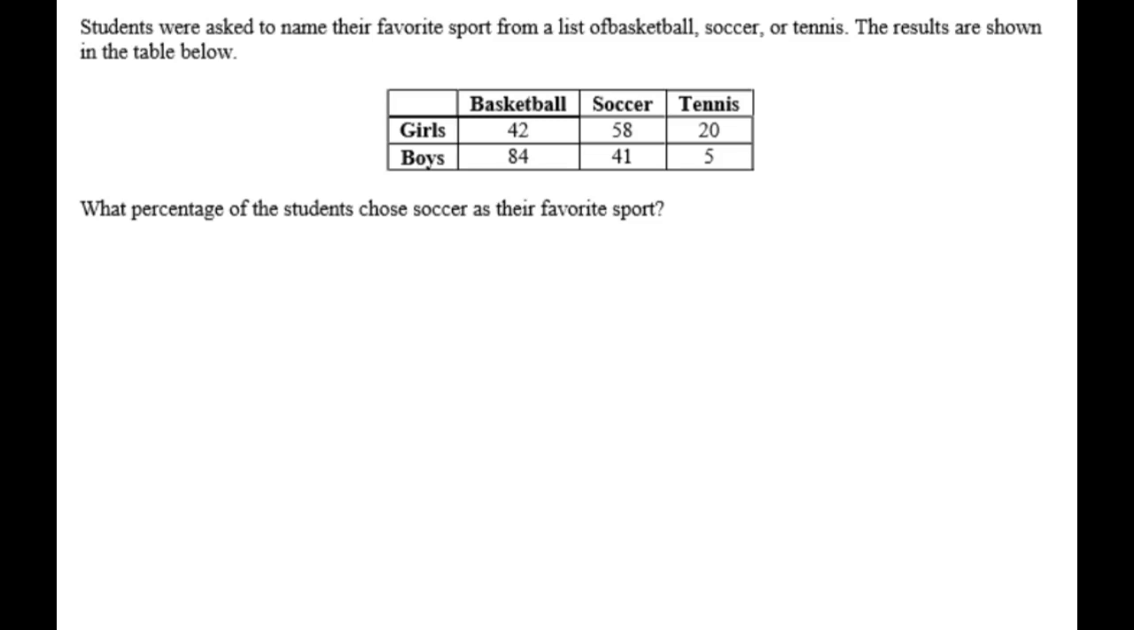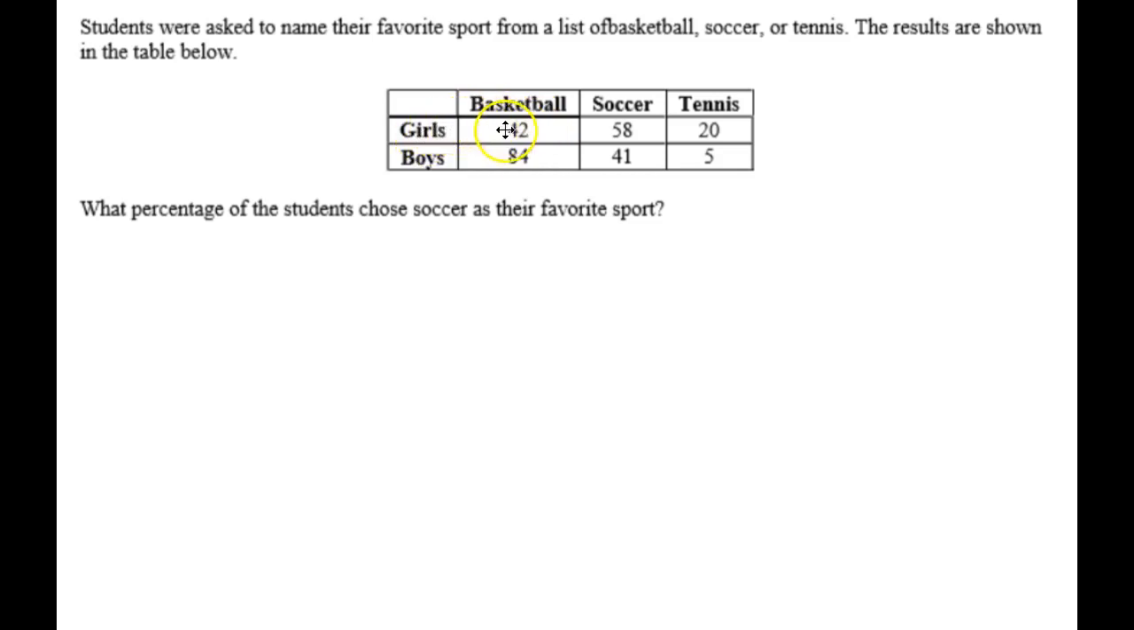In the first example, students were asked to name their favorite sport from a list of basketball, soccer, or tennis. The results are shown in the table below. We want to determine what percentage of the students chose soccer as their favorite sport. So we have one category, which is going to be the preference of sport, and the other category is classifying the individuals based on whether a girl or a boy. And we have all the information.